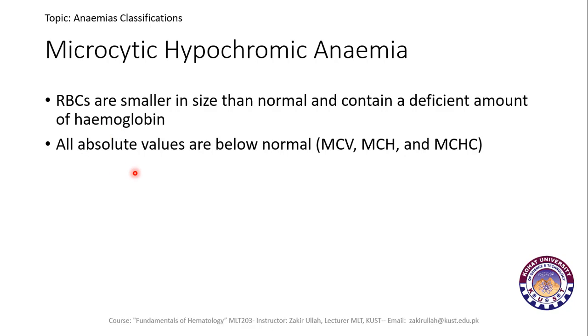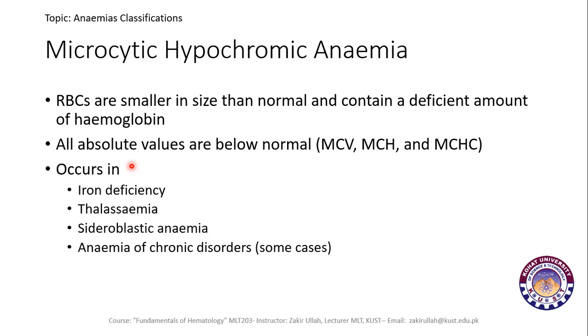All the absolute values are below normal. The mean cell volume, mean cell hemoglobin and mean cell hemoglobin concentration, all these three are decreased in microcytic hypochromic anemia. Examples of microcytic hypochromic anemia are iron deficiency anemia and thalassemia, sideroblastic anemia, and certain cases of anemia of chronic disorders. So these are the conditions in which microcytic hypochromic anemia occurs.